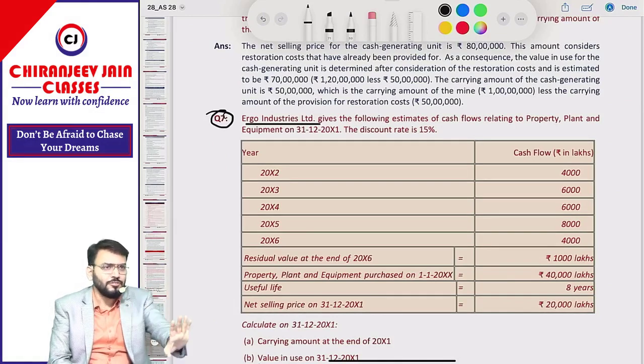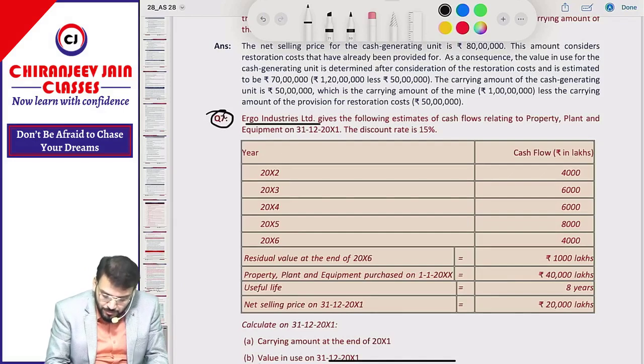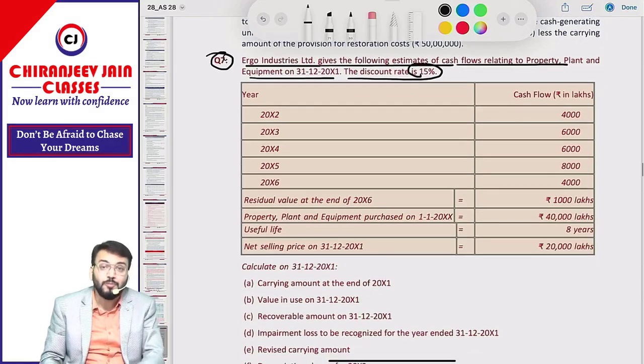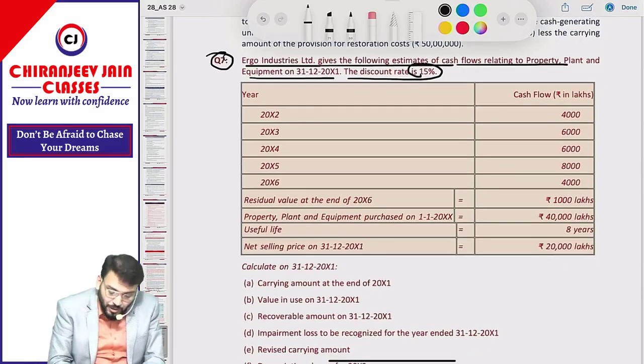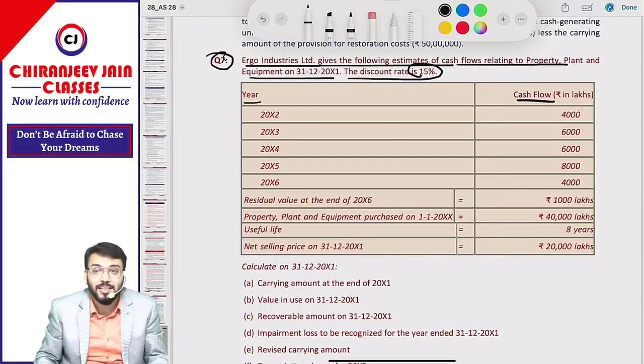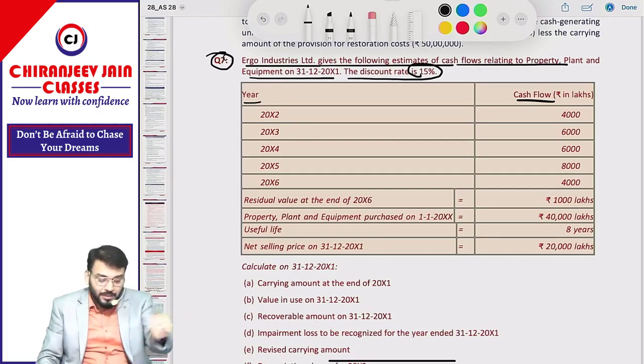You also enjoy, I also enjoy. Okay, you are feeling sleepy? Agro Industry Limited gives the following estimate of cash flow relating to property, plant, and equipment on 31st 12 2001. The discount rate is 15%. 15% is given for which rate? Discount rate. Now here they have given cash flow. Cash flow they have given for what purpose? To calculate value in use. Understand.